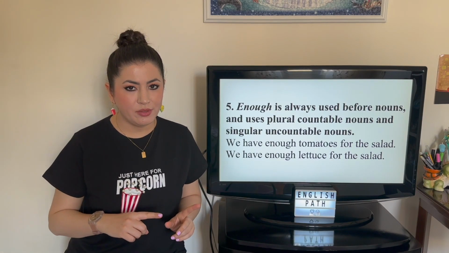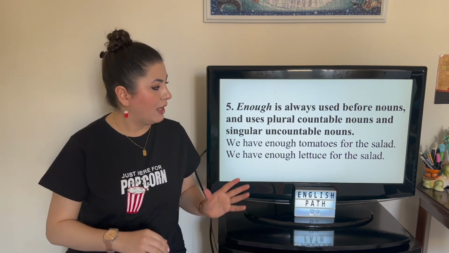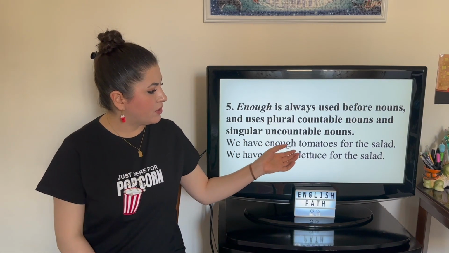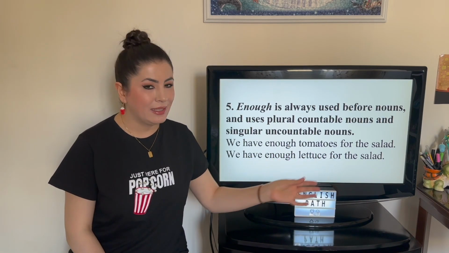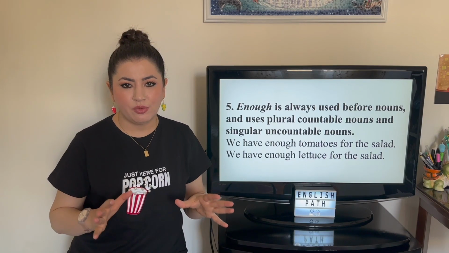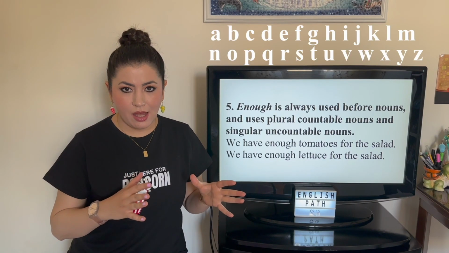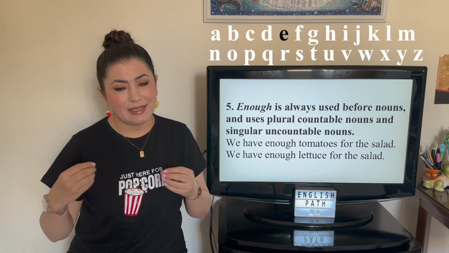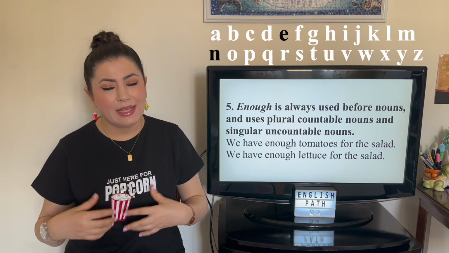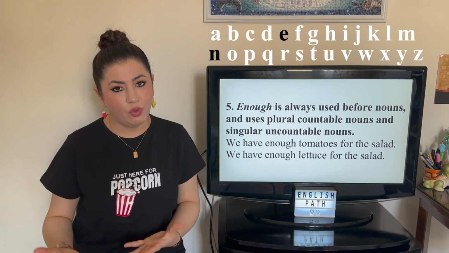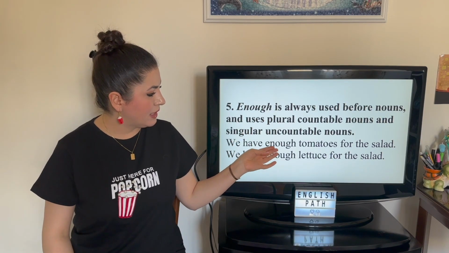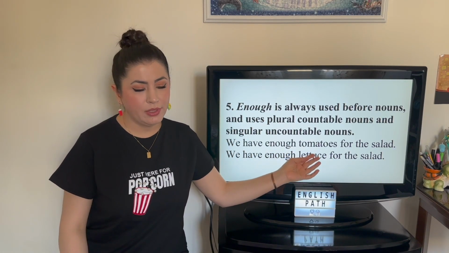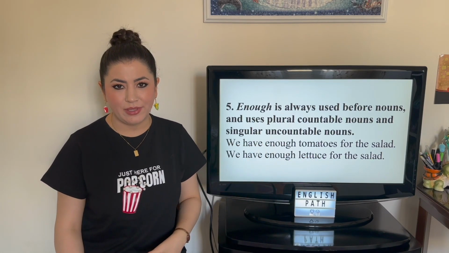Remember to always use enough before nouns. Like, we have enough tomatoes for the salad, or we have enough lettuce for the salad. I'll give you a very easy rule to follow. Enough starts with E and noun starts with N. In the alphabet, E is before N, so enough noun. And remember to use enough with plural countable nouns and singular uncountable nouns.